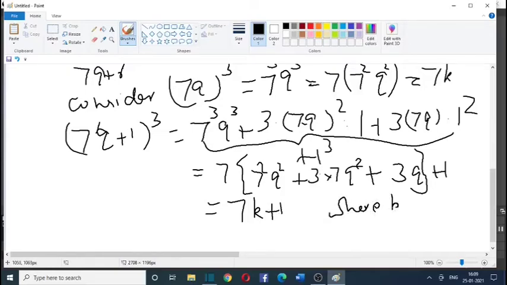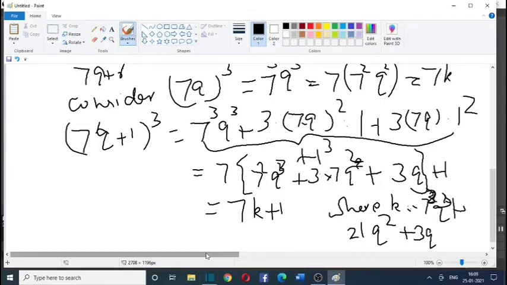Where k is equal to 7 square q cube plus 21q square plus 3q.